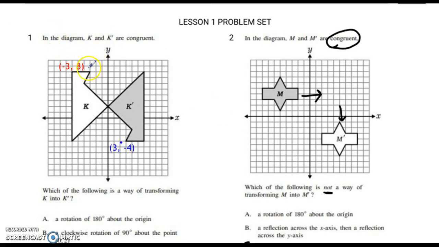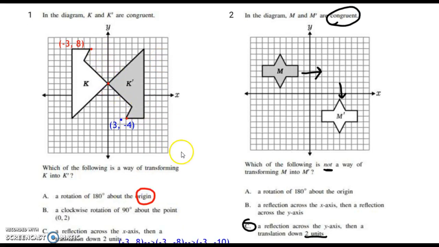Alright, looking at question number 1, you can see that this point translated to this point down here. The first thing that you should observe is that it is a rotation of 180 degrees, right? If you draw a line from here to here and then a line from here to here, that's going to be a straight line, 180 degree rotation. However, it's not around the origin. It's around this point, which is 0, 2.